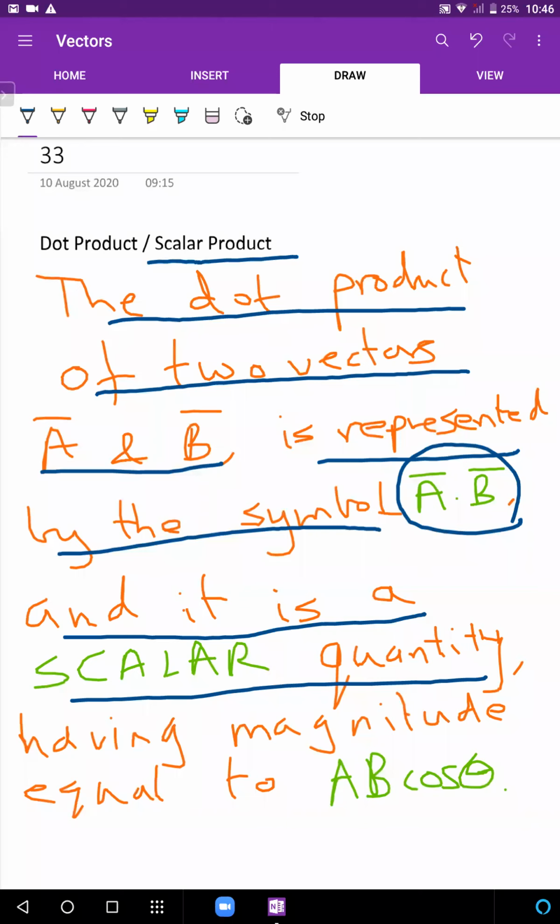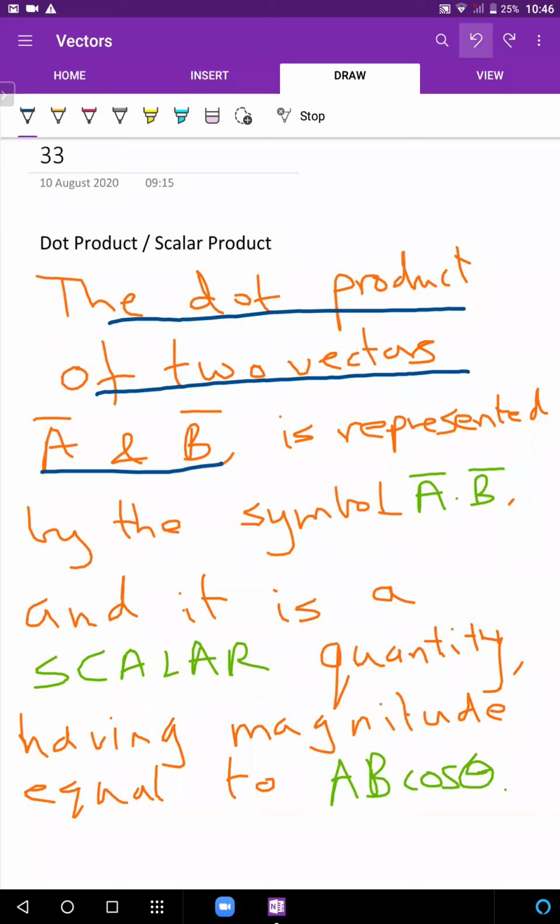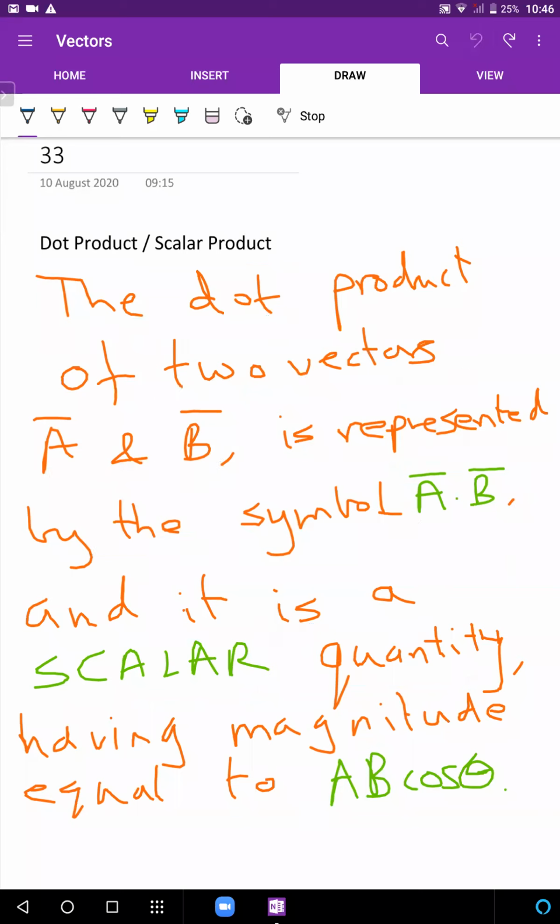Okay, so scalar product does not mean one of the terms is a scalar. It's the multiplication of two vectors only, but the result you get is a scalar. Hence the name scalar product. So the dot product of two vectors A bar and B bar is represented by the symbol A bar dot B bar. It gives us a scalar quantity.